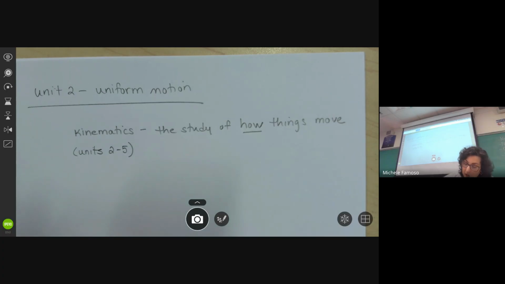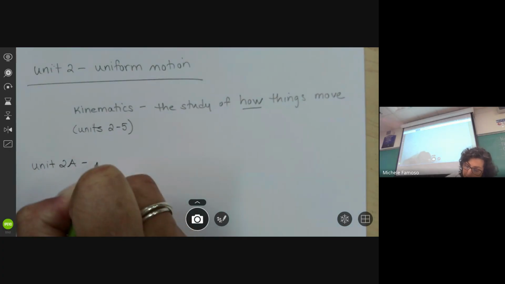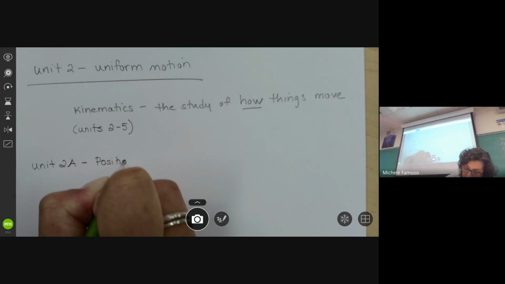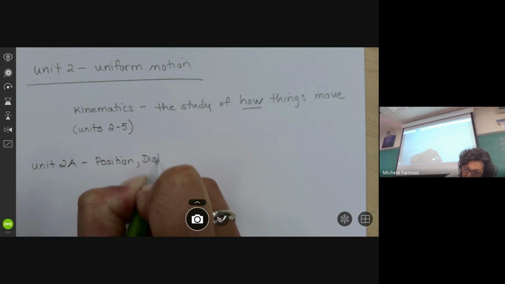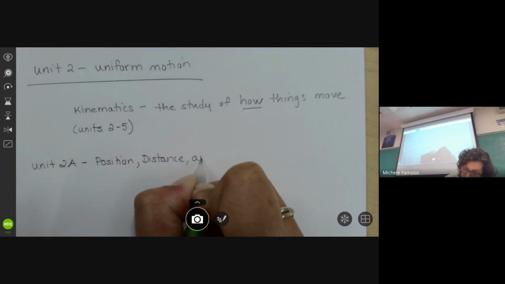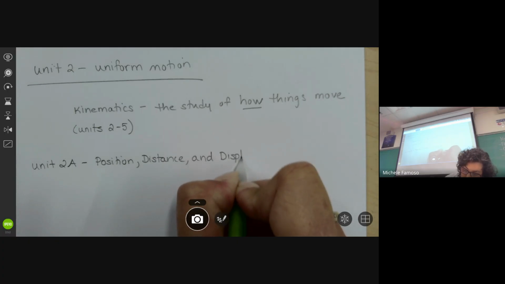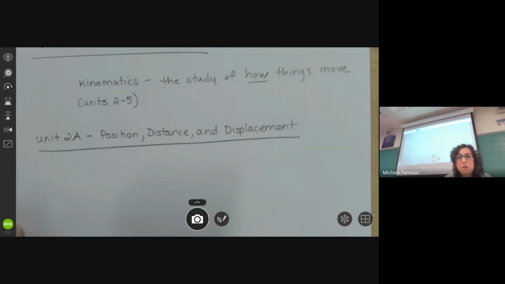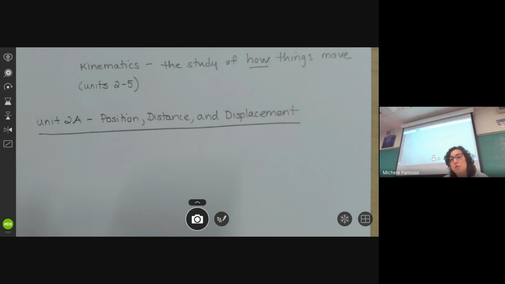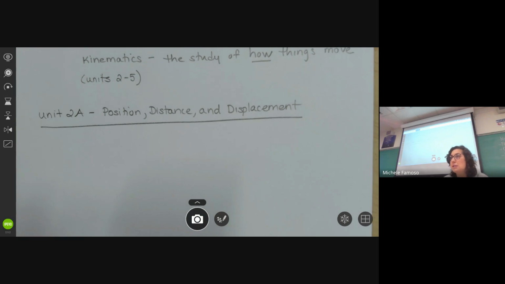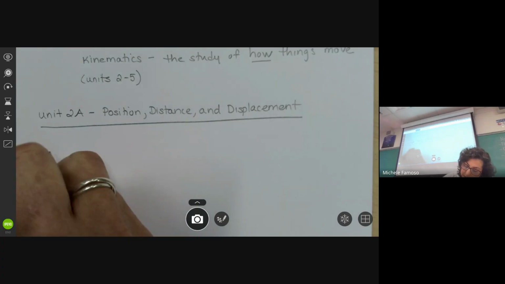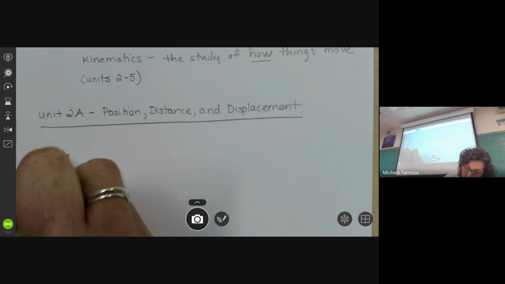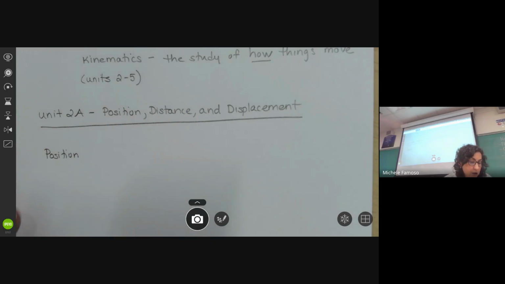So Section A of Unit 2, so Unit 2A, is all about the terms position, distance, and displacement. And as we learn about these physics terms, we're going to introduce a lot of vocabulary, but we'll also talk about the mathematics that you need in order to solve for positions, distances, and displacements. So let's start with the first term in that list, and that is the term position.